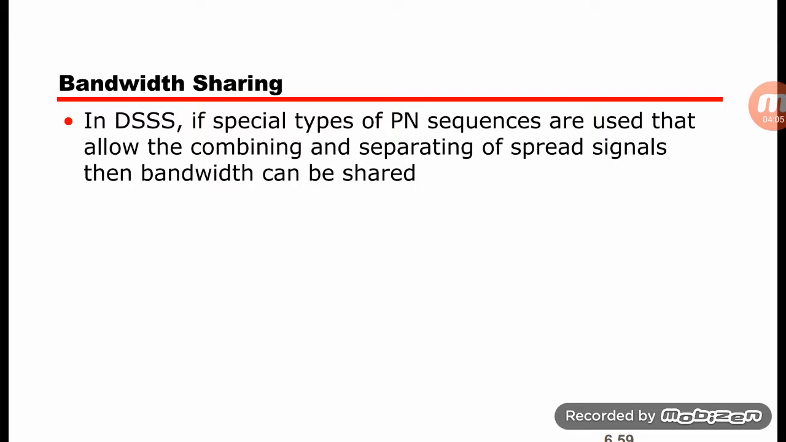Let's take an example. Suppose you have 32 users. Each user is given a PN sequence, so you will have PN1, PN2, all the way up to PN32, 32 different PN sequences, one for each user. These PN sequences are chosen in such a way that when you modulate using these PNs, then add them and send them, at the receiver side you are able to recover all of them. They have certain properties that allow you to recover them at the receiver if you choose certain types of PN sequences.